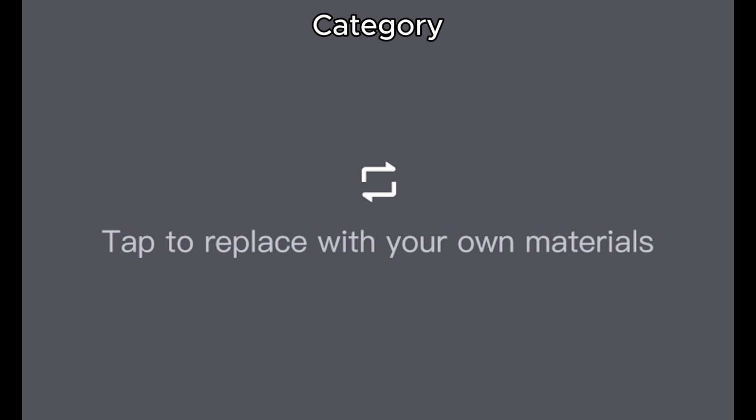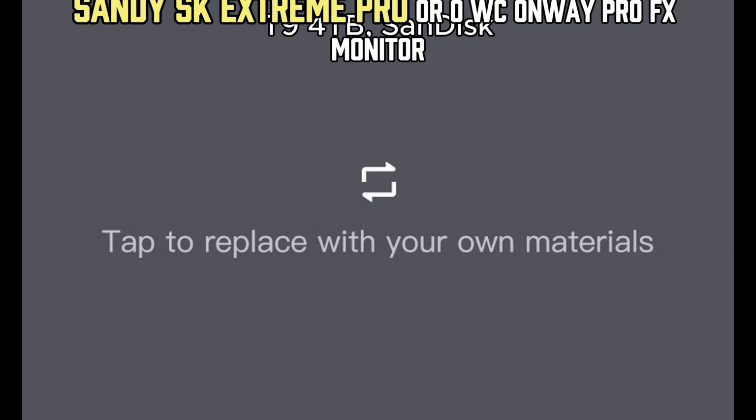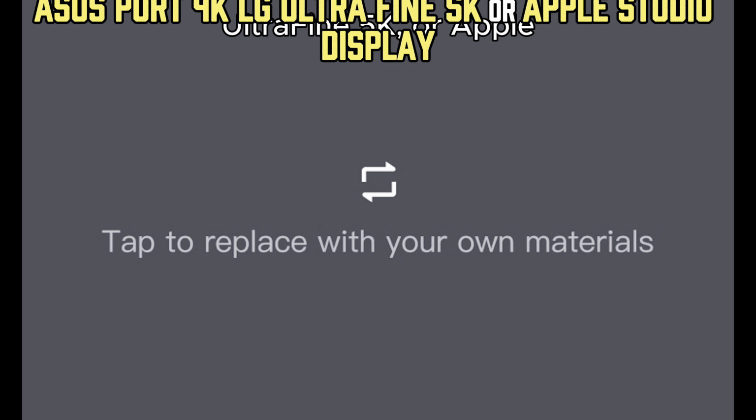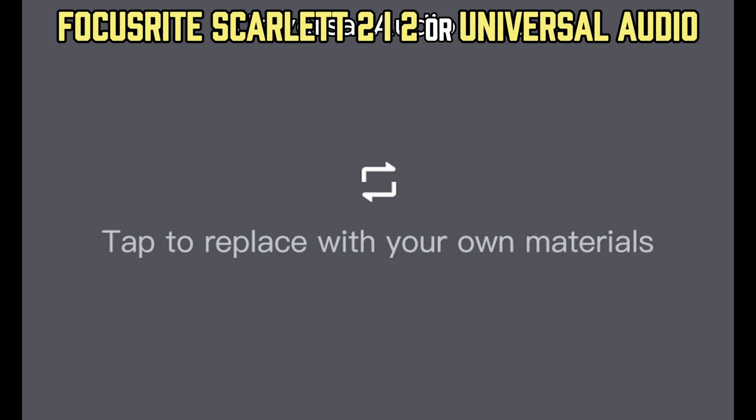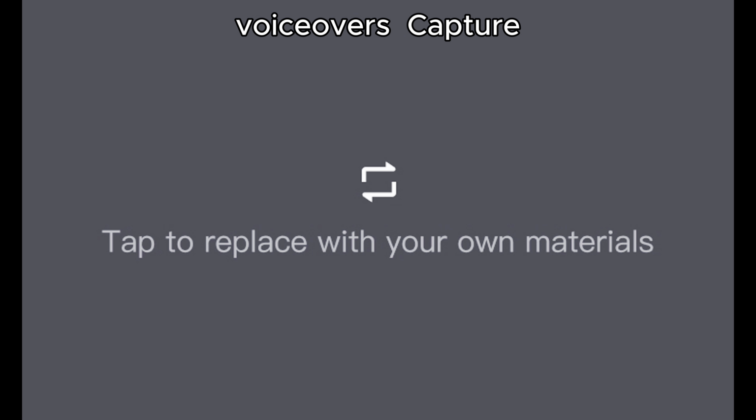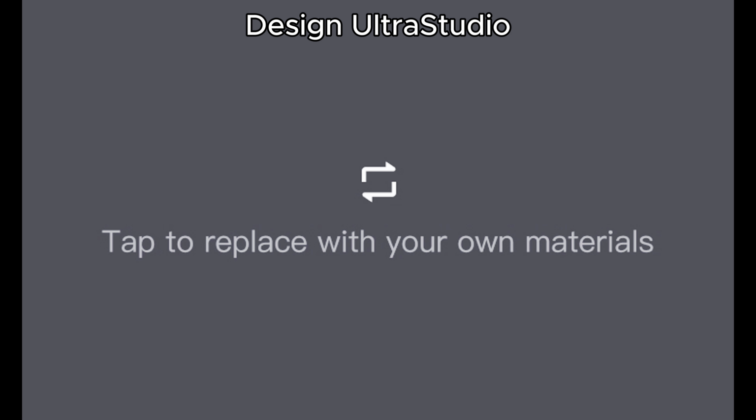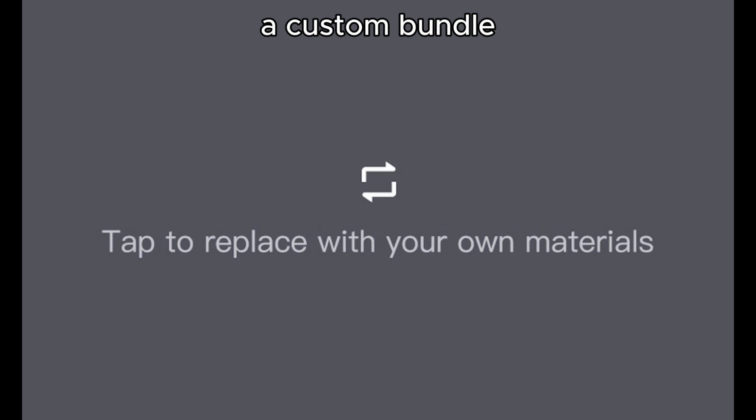Suggested add-ons. External SSD: Samsung T9, SanDisk Extreme Pro, or OWC Envoy Pro FX. Monitor: Asus ProArt 4K, LG UltraFine 5K, or Apple Studio Display. Backup storage: Synology NAS, 8 TB Plus with RAID, or G-Drive ArmorATD for rugged physical backups. Audio interface: Focusrite Scarlett 2i2 or Universal Audio Volt 276 for pro-quality voiceovers. Capture hardware: Elgato 4K60 S Plus or Blackmagic Design UltraStudio Monitor 3G for preview output.